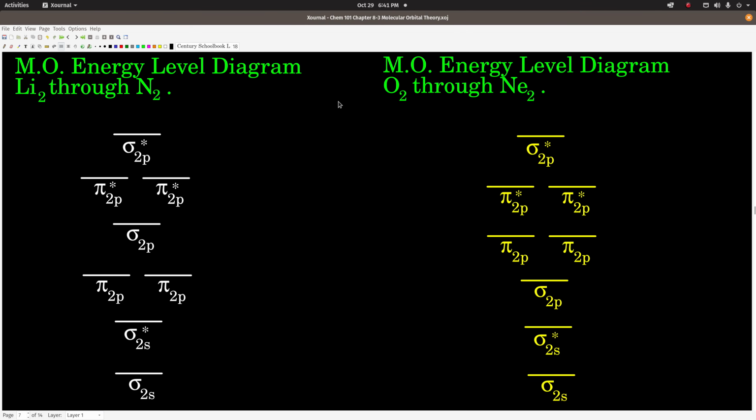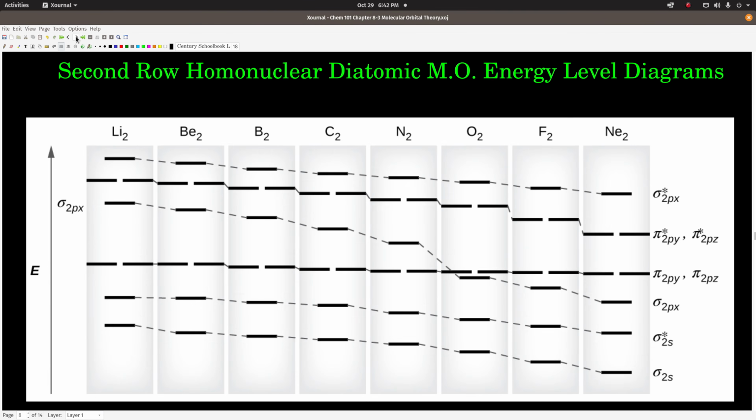But when we hit oxygen, the order changes just a little bit. The only thing that changes, guys, is this sigma 2p molecular orbital now is lower in energy than the pi 2p's, where it was higher before. That's due to something called sp mixing, which we'll talk about in just a second. But these are important to remember because this is how you do molecular orbital theory at this level. You basically fill these in.